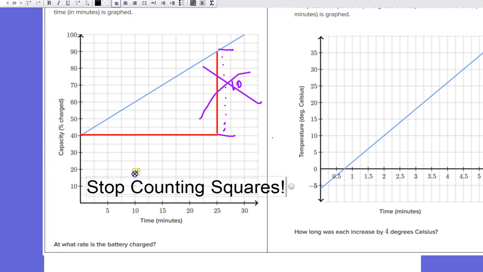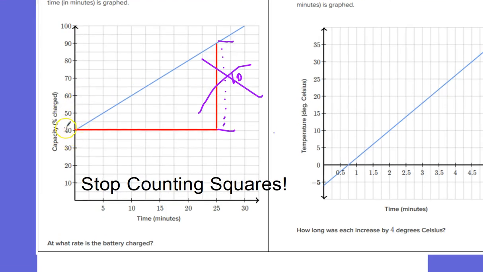Okay, I'm going to explain why again. The reason why is because these numbers over here aren't number 1, number 2. So if I count the squares, I go 40, 41, 42. I'm at 40. No, you're not at 42. You're at 50. 50, 51, 52, 53, 54. No, that's not 54. It's 70. If you count 1, 2, 3, 4, it's wrong. Stop counting the squares. That's totally wrong.